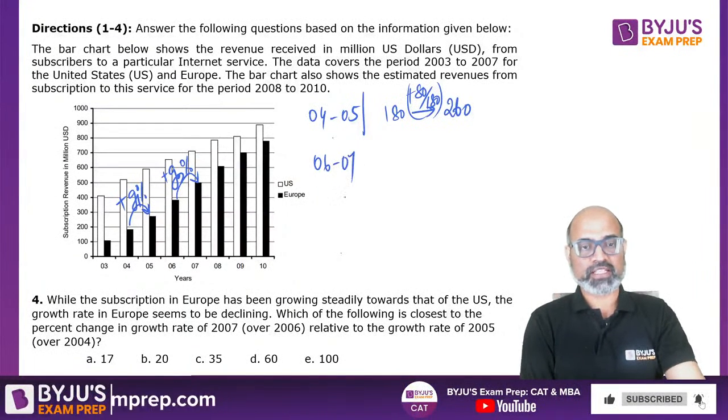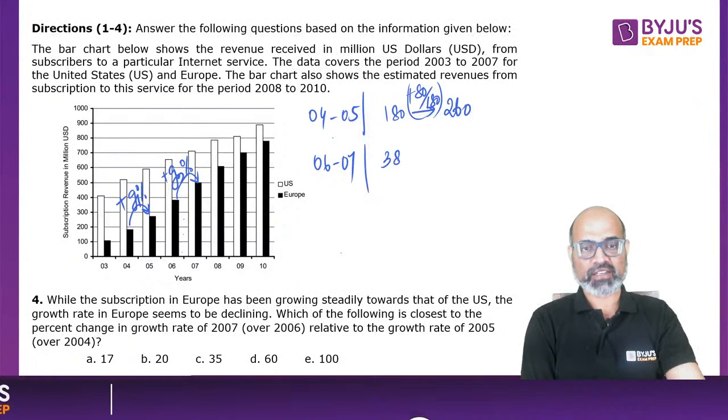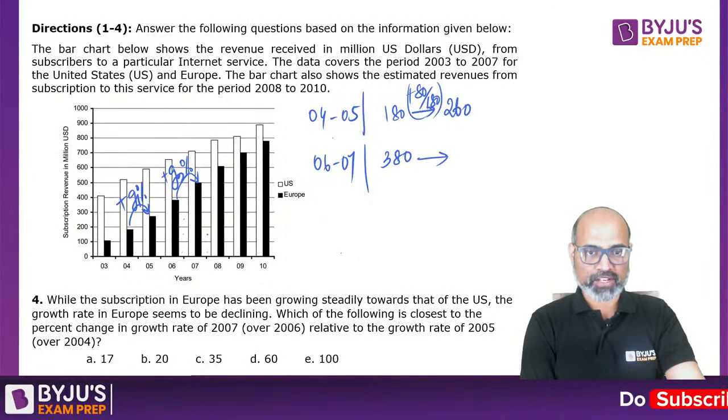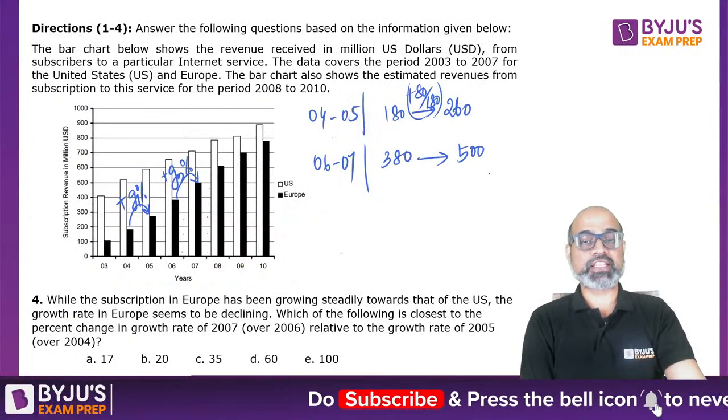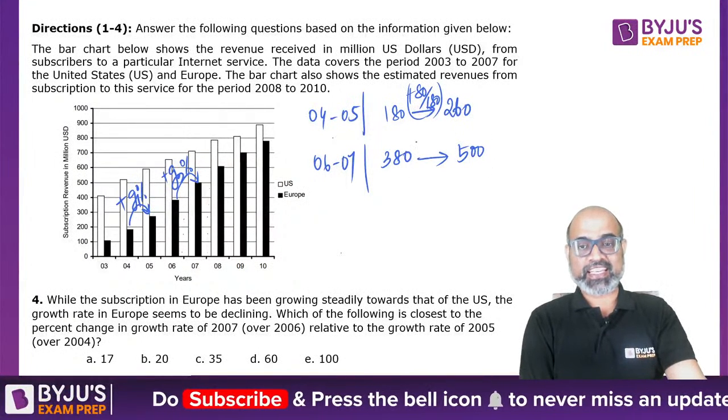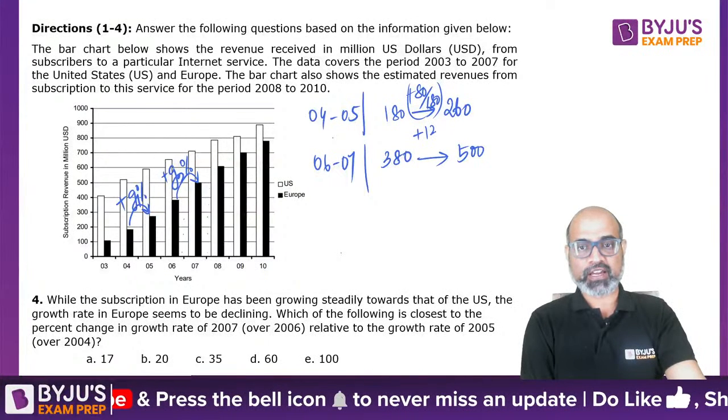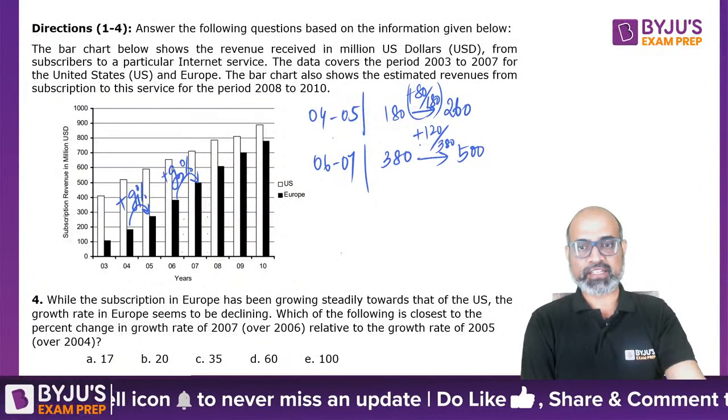2006 to 2007, 380 in the year 2006 is now going to become 500 in the year 2007. So what is the increase? The increase is that of 120 over 380. This is what you have.